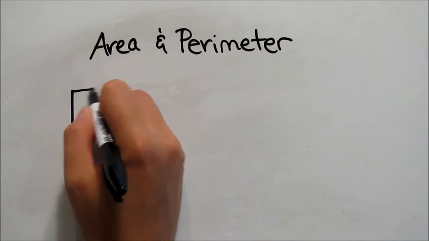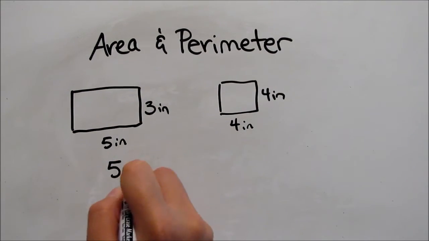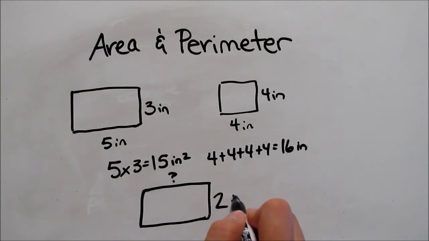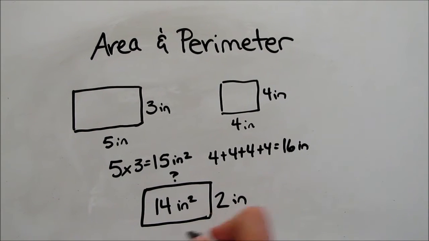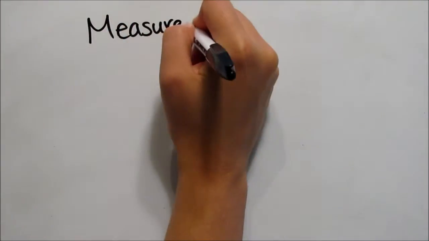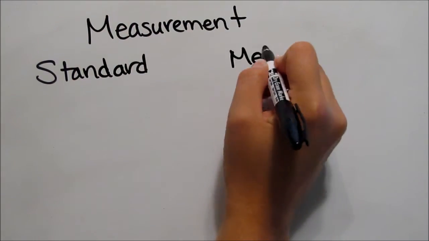From geometry, we move to area and perimeter. We'll learn how to find the area and perimeter of a rectangle or a square, and we'll also learn how to find a missing side when we know the area or the perimeter. It's an interesting journey into algebraic thinking. Then we jump into the world of measurement.